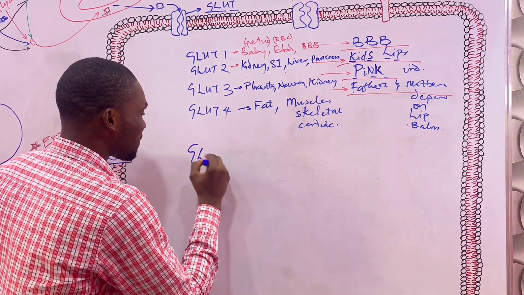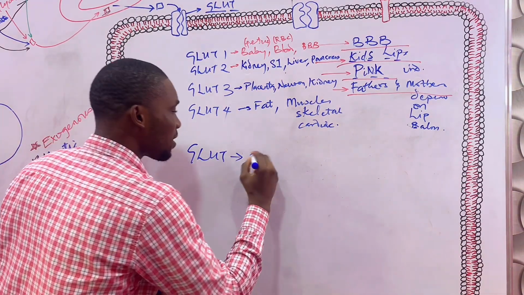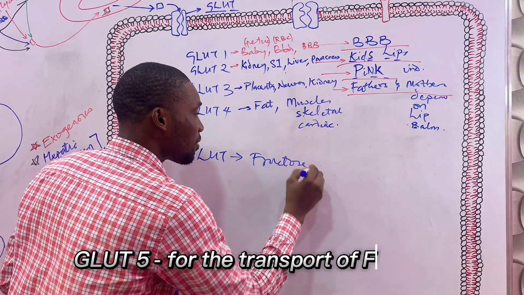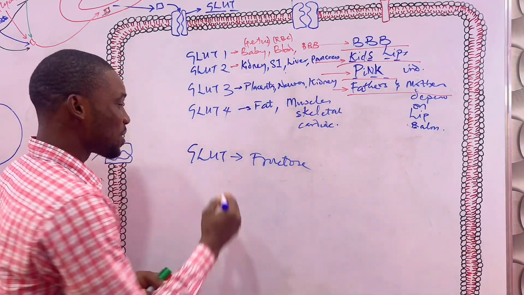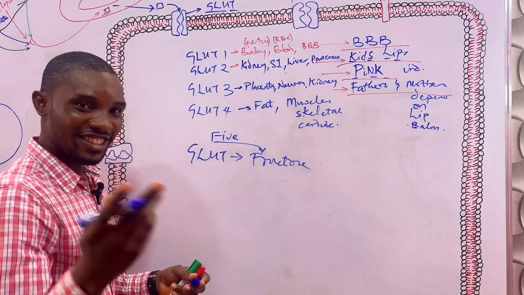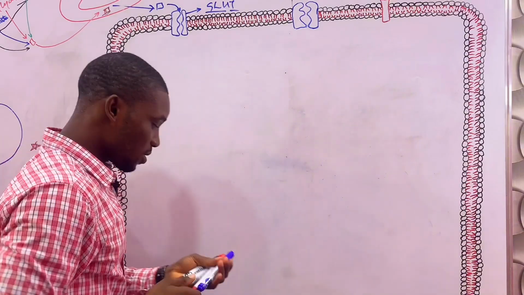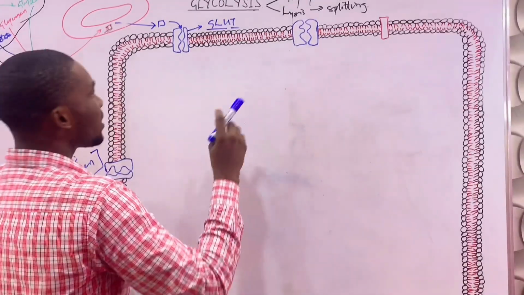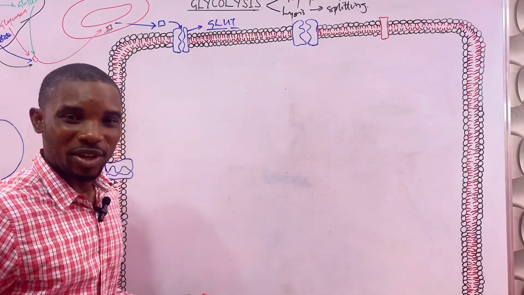Let me tell you one more bonus. So we have GLUT5. This GLUT5 is majorly for the transport of fructose. Pretty easy, right? So 5 for fructose. You get it? We've talked about the GLUTs, that's the glucose transporters. Now, if I tell you this is a red blood cell, what should you tell me?